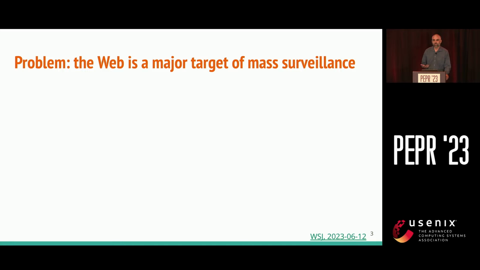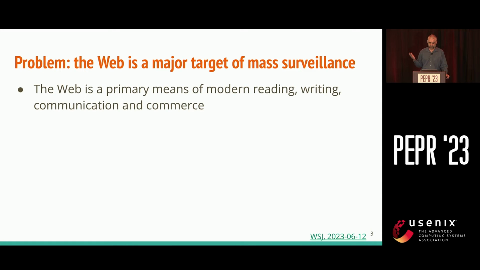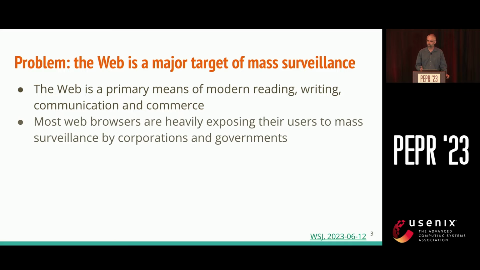So the problem that I've been interested in for a long time is that the web is a major target of mass surveillance. As we all know, the web is a primary means of modern reading, writing, communicating, and commerce. But for something so important, there's a major compromise, which is that most web browsers are heavily exposing their users to mass surveillance by corporations and governments.